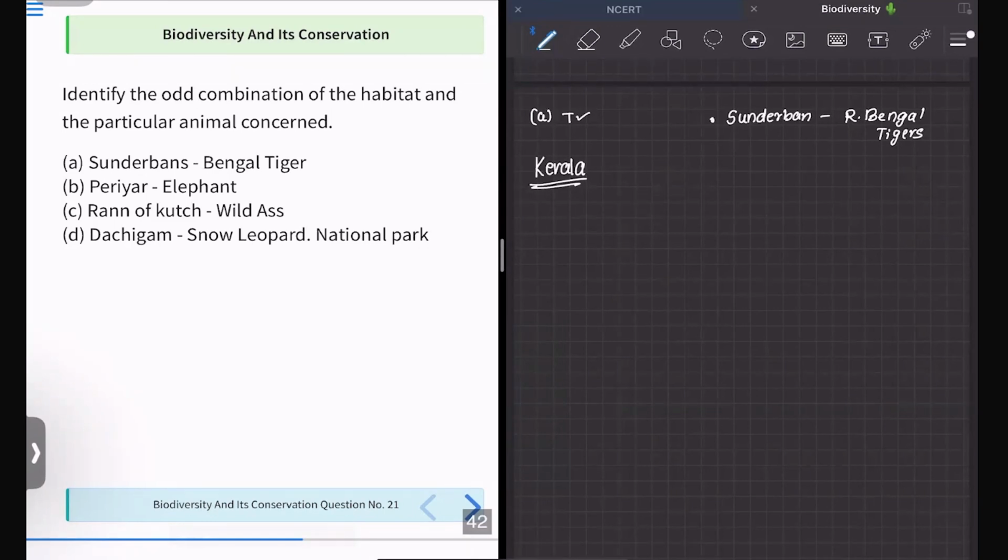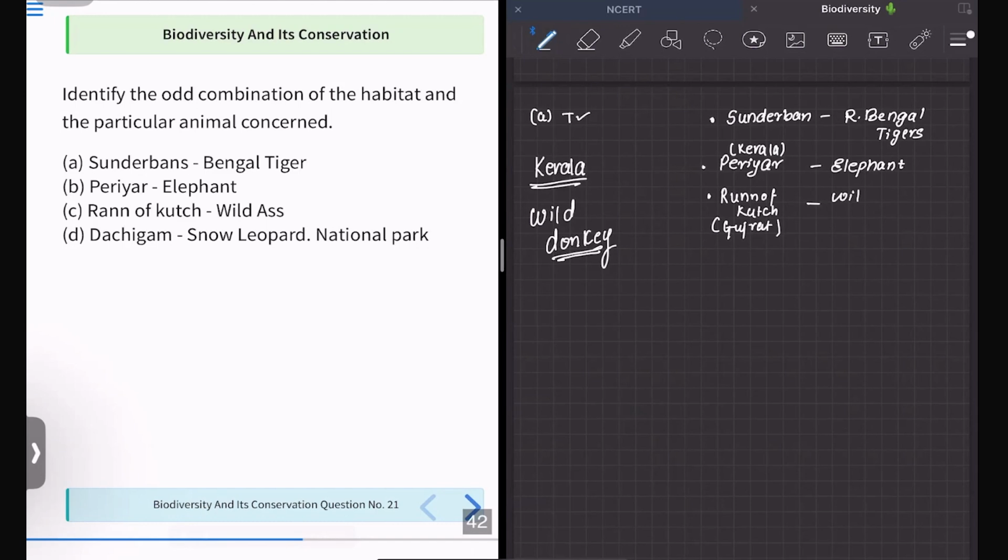So yes, even option number B, that is Periyar, is famous and has elephant species. Okay, let us move to third. Third is saying the Run of Kutch is famous for wild ass. Wild ass means wild donkeys. So the Run of Kutch, in Gujarat, let me just write it here. You can just write Gujarat in bracket. Yes, it is famous for wild donkeys, or you can call them wild ass.